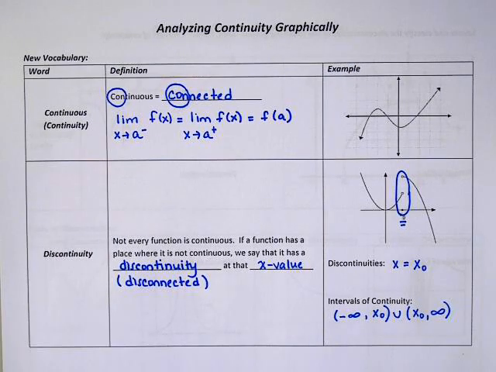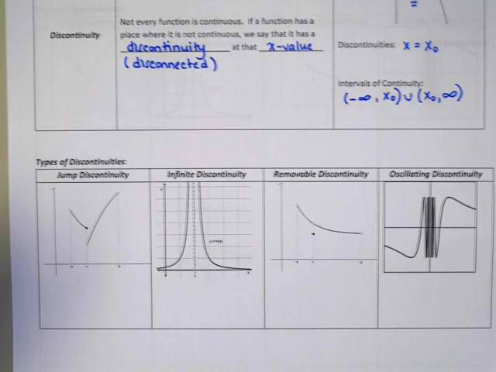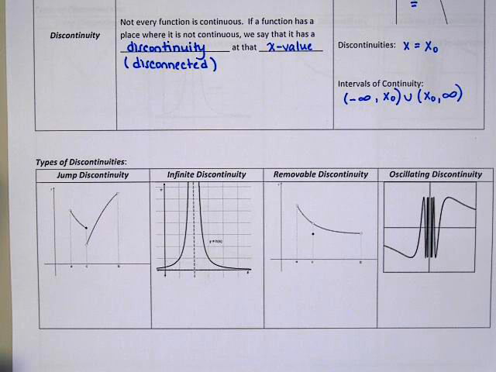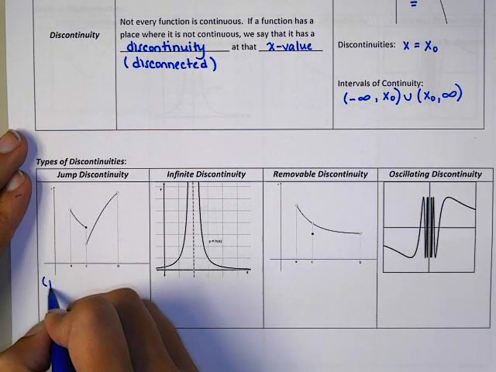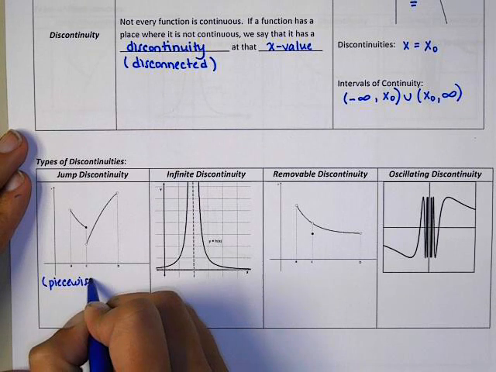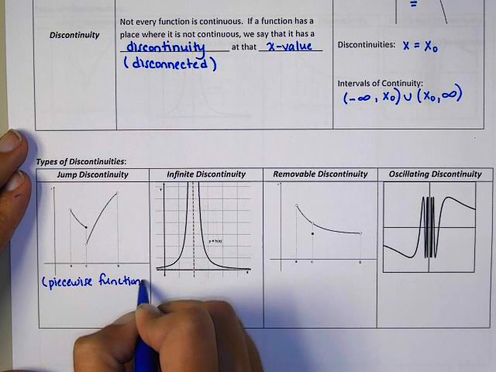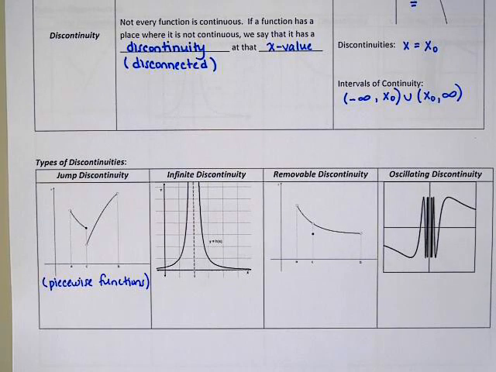Now there are different types of discontinuities, and one of the things we're going to need to be able to do is to classify discontinuities that we see by the type that we see. A jump discontinuity is when two sides of the graph do not connect to each other. You see this a lot with piecewise functions. A lot of times they will have jumps at the breaking point.